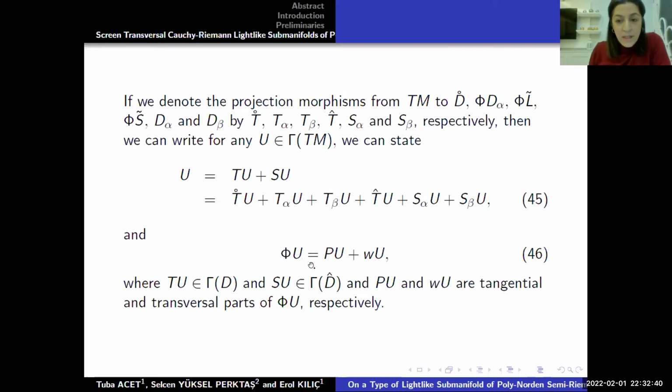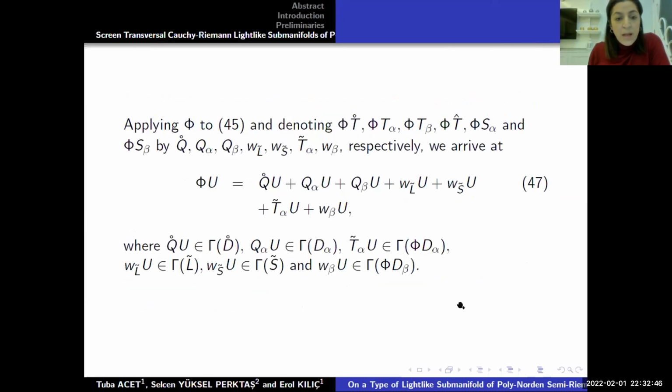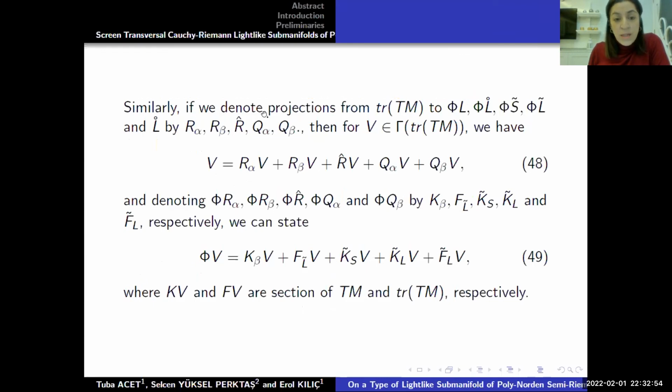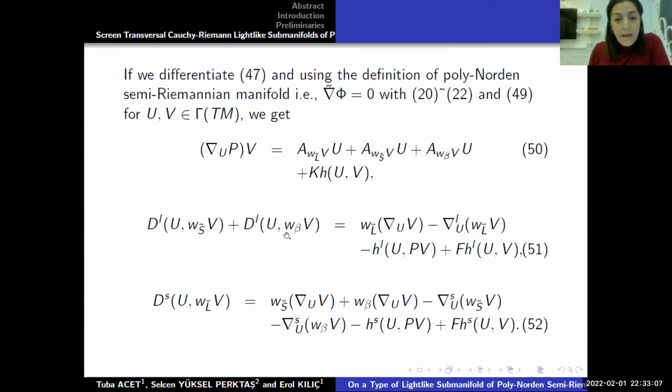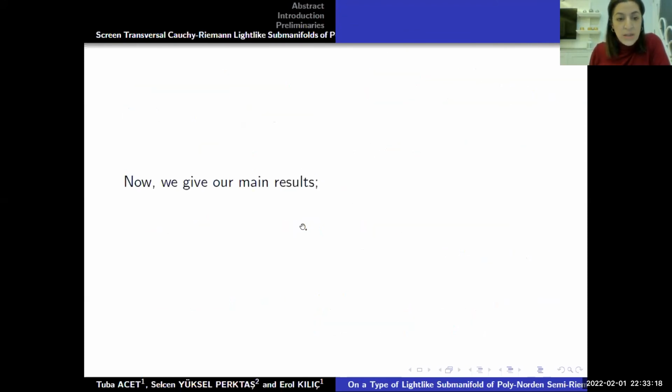Okay. And phi u can be written as in 46. Again, applying phi, we can write phi u like this. Similarly, if we denote the projections for the sections in tr(TM), the transversal bundle of M, we can write phi v like this. We choose the manifold to be Poly-Norden. So by using these relations, we give our main result.